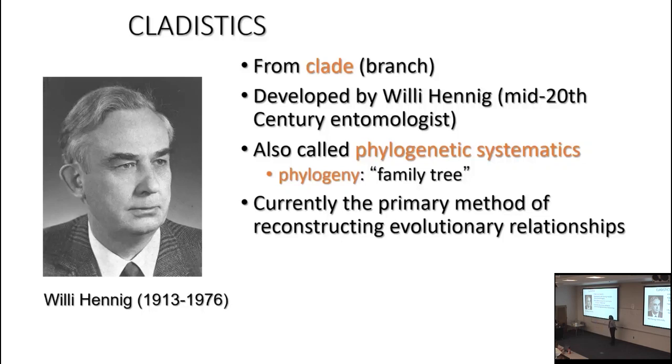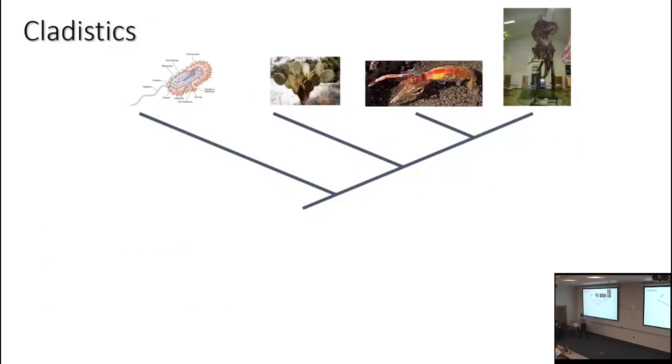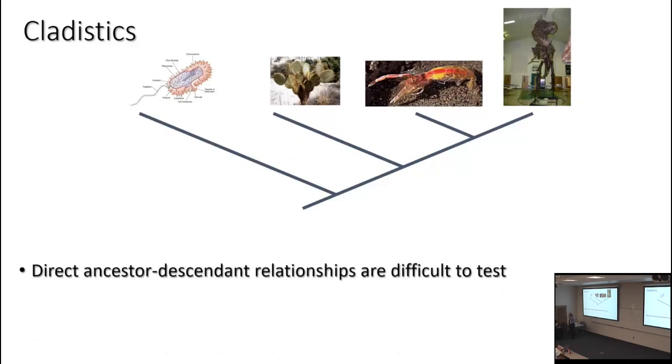It's been modified greatly ever since. There have been many advances, both in the types of data we use and the mathematics we use to assess these relationships, but it's still the dominant method today. Whether it's folks in this building who are using DNA and they've never seen the organism that they're actually encoding in there, or people like me who are morphologists who actually look at the organisms and measure them, even though we have less data because we don't use the DNA, or what have you. So, cladistics. Recognizing that direct ancestor-descendant relationships are difficult to test.